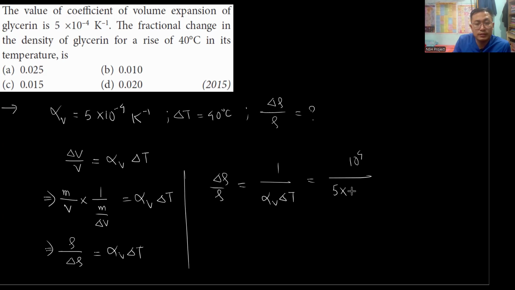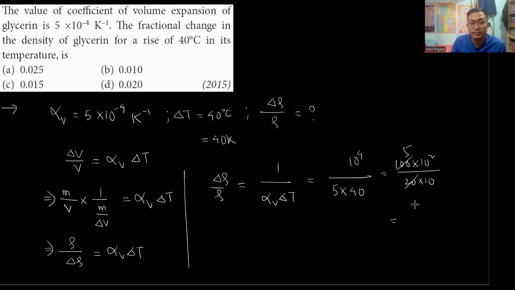What is delta t? Delta t is 40, so 40 degrees. 500 into 10 square, then 20 into 10, so 25 Kelvin. The rise in temperature is the difference, delta T, so 40 Kelvin, delta T is 40.